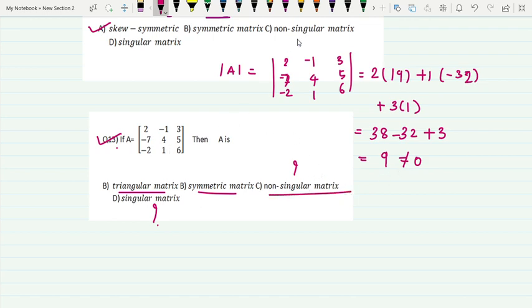So there may be some mistake. Let's see here: 2 times 24 minus 5, then minus of minus 1 plus 1, minus 42 plus 10, it is minus 32, 3 times minus 7 plus 8, that is 1, and what we will get is 38 minus 32, it gives us 6 plus this 3, 9. Yes, so it is not equal to 0, so it is a non-singular matrix. So C option is the correct option.